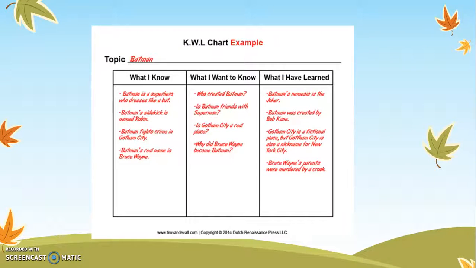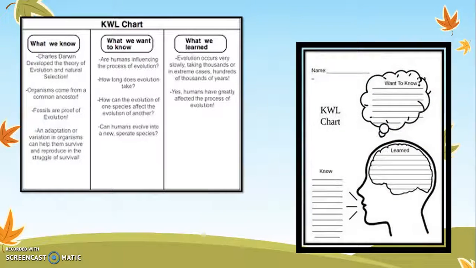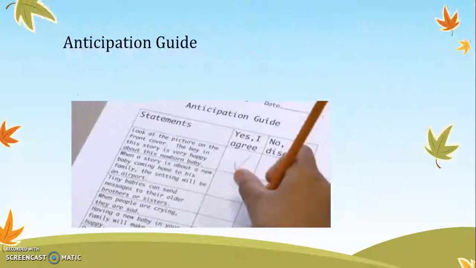So here's an example. They use Batman, and they included everything in the chart. And this is another example of a KWL chart where they use science, and the one on the right side is another form of putting the KWL chart together, which is more creative.